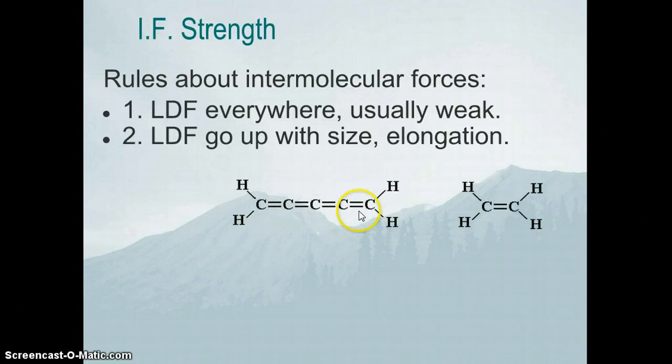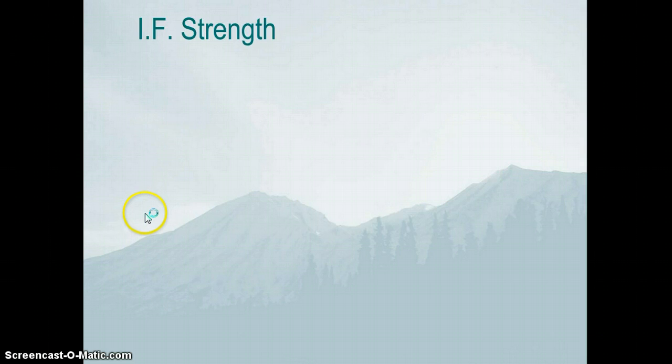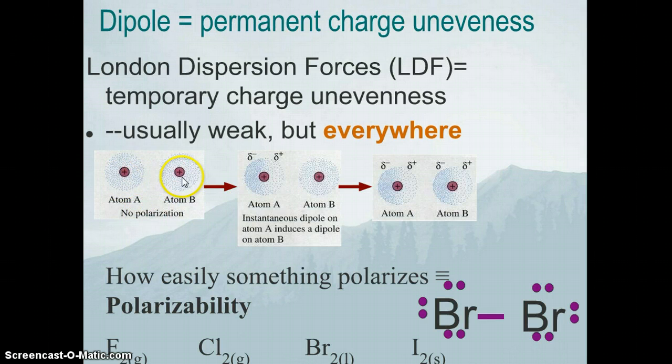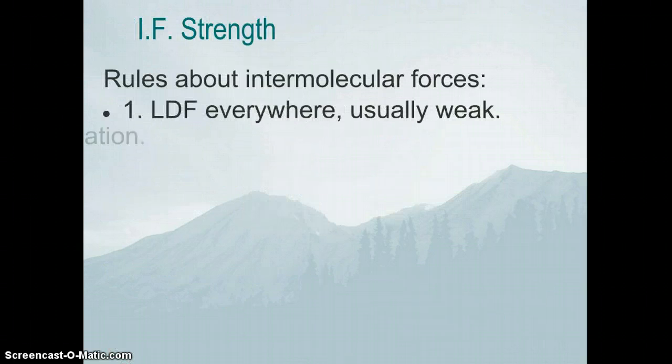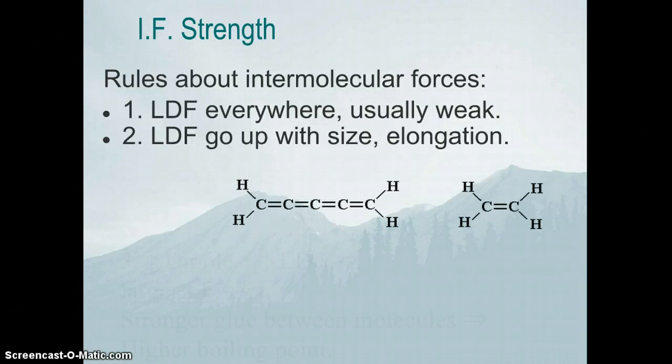Well, if you have a big long chain, the chances of the electrons being lopsided at any one point in time are greater the larger the chain is. If you have a very small system, like we did back here with helium, the chances of the electrons being on one side at any moment in time are much smaller because it's a smaller box. The larger the box is, the larger the chance of it being uneven.